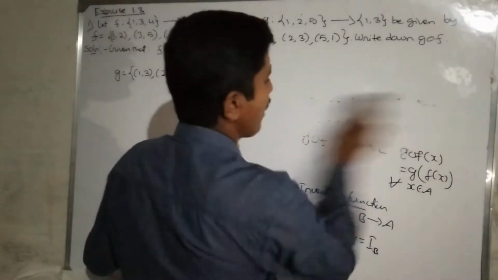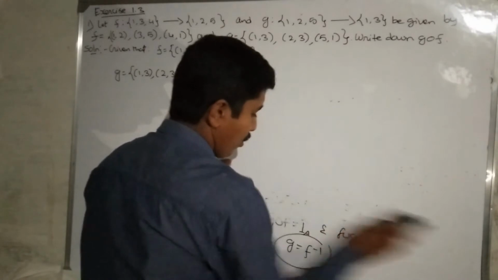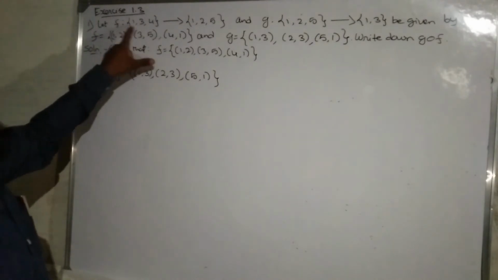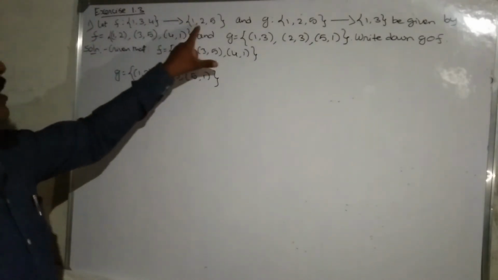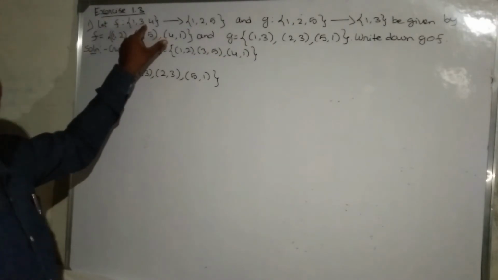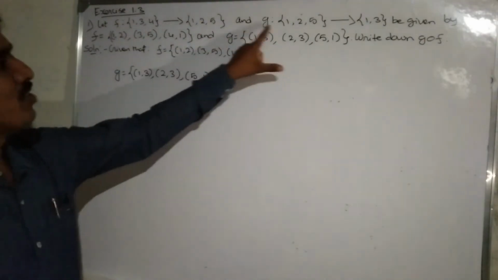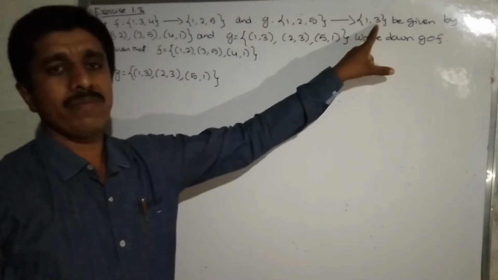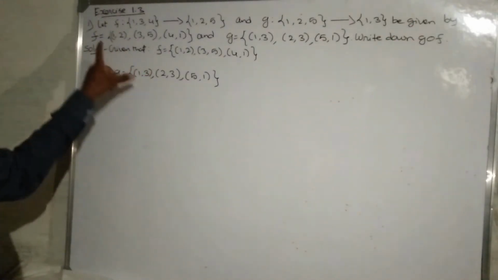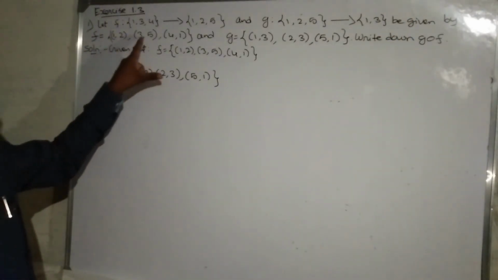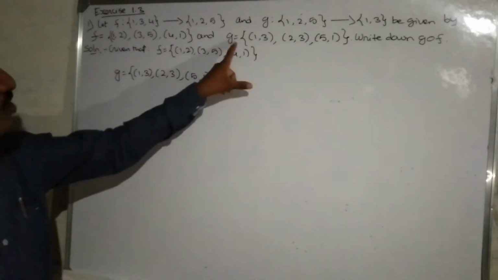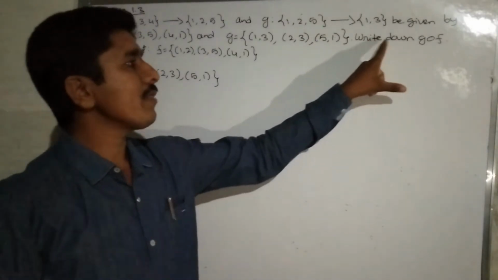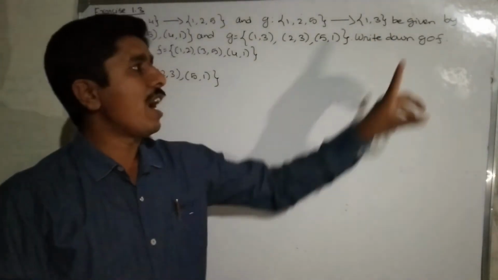Now we go to the problem, exercise 1.3. First problem: let f from set {1, 3, 4} to set {1, 2, 5}, domain of f this set {1, 3, 4}, codomain of f this, and g from set {1, 2, 5} to set {1, 3}, domain of g and codomain of g this, be defined like this: f equal to {(1, 2), (3, 5), (4, 1)}, and g equal to {(1, 3), (2, 3), (5, 1)}. Write down gof, the composition of f and g.